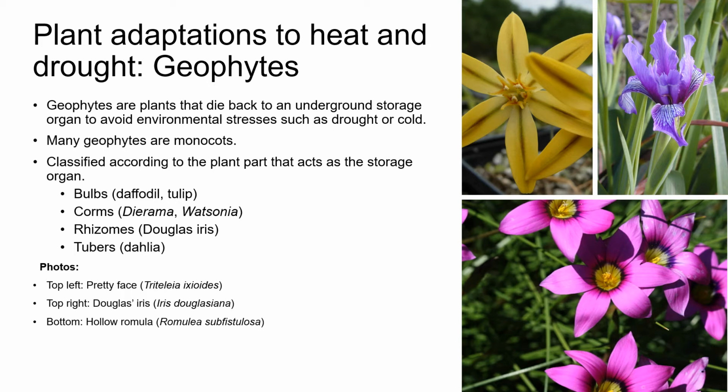rhizomes, which are stem-like structures which are usually just below the soil surface, and our native Douglas iris, Iris douglasiana, would be an example of this. And then tubers, such as dahlia. These aren't drought tolerant, but for them, the tubers would be an adaptation to winter cold.